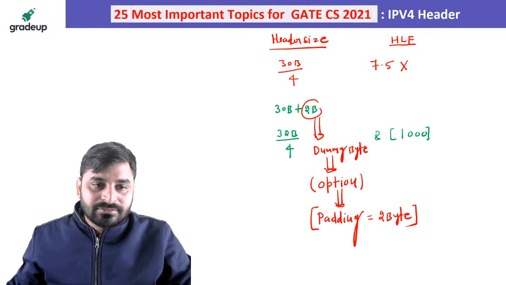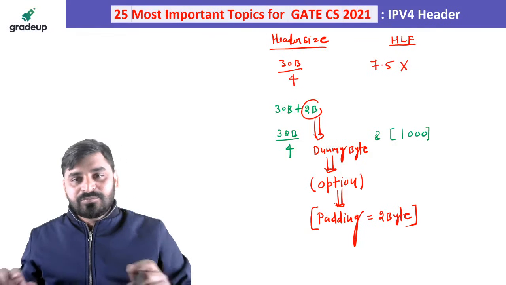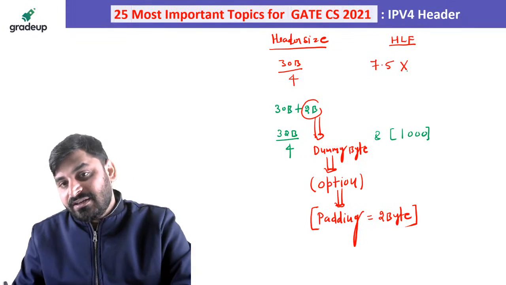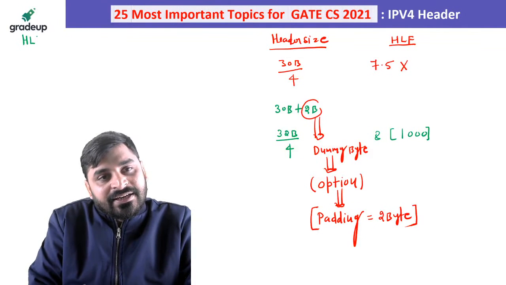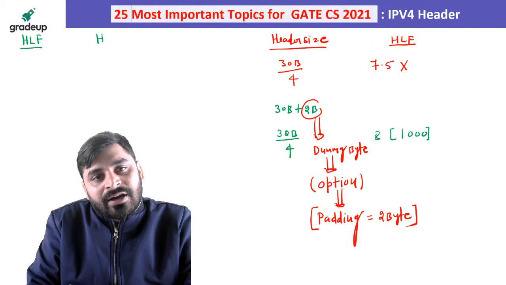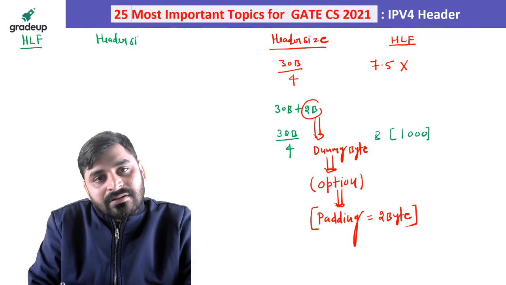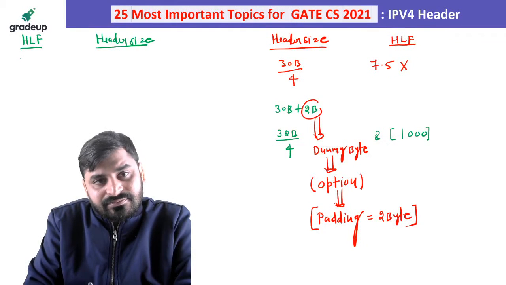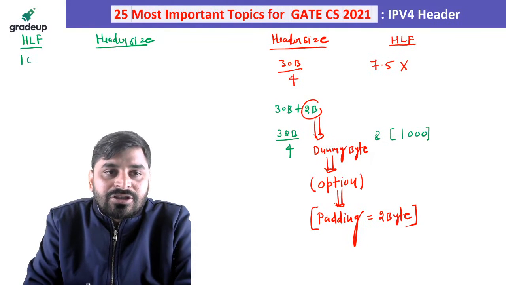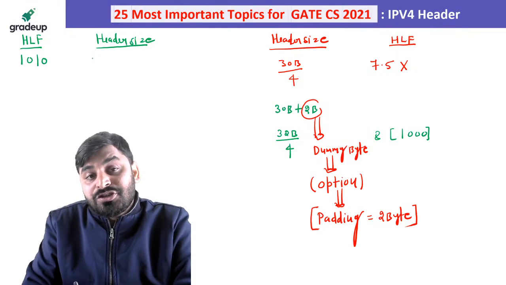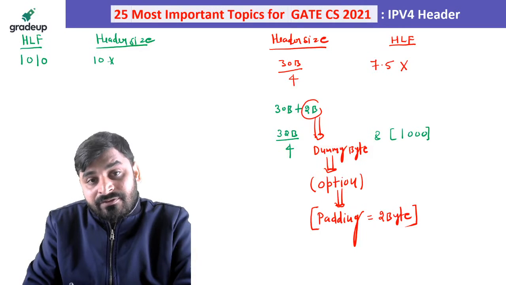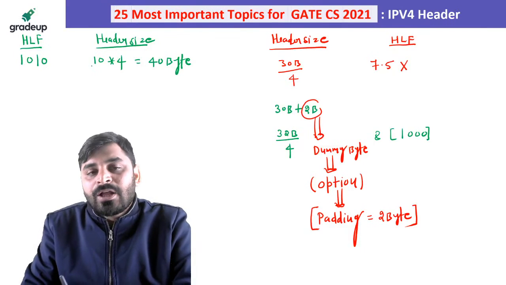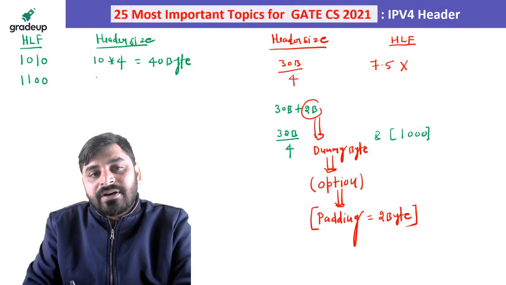Now tell me, listen to me carefully. This is the header length field, HLF. Suppose the header length field is given, how can we convert it into header size? Suppose it is given like that: 1010. What is the header size? 1010 converts into decimal 10. 10 multiply by 4, 10 into 4, 40 byte. क्या हुआ ये? 40 byte. Suppose it is given like that, 1100. So what is this? 12 into 4, 48 byte.